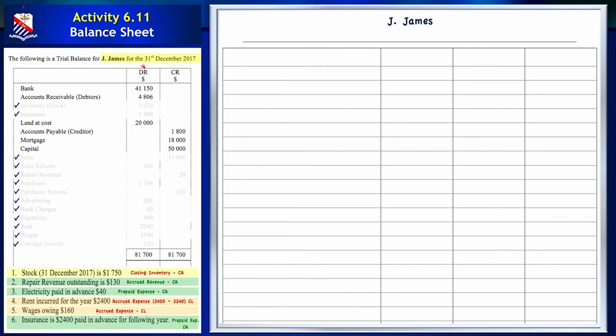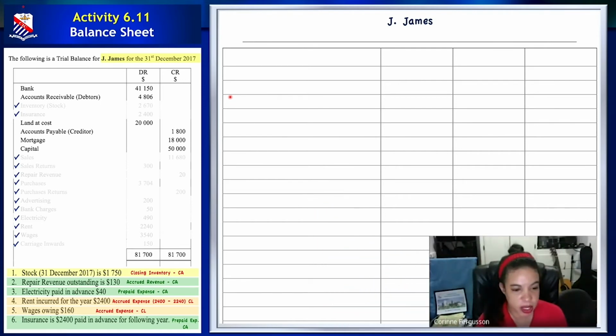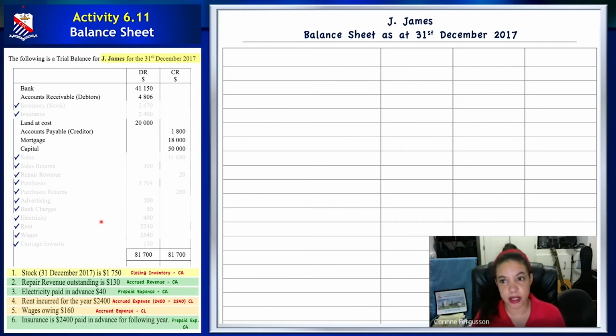So now we're going to go into our balance sheet because we did an income statement before. Notice I have my notes here with the little notes that we had jotted down. Once again, with any format, you put the name of the business, J. James, and in this case, we're doing a balance sheet, and the title is Balance Sheet as at, and the date is the 31st of December 2017. Just like the income statement, you have your 3 columns.